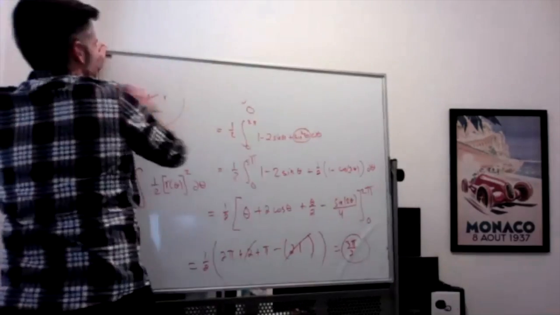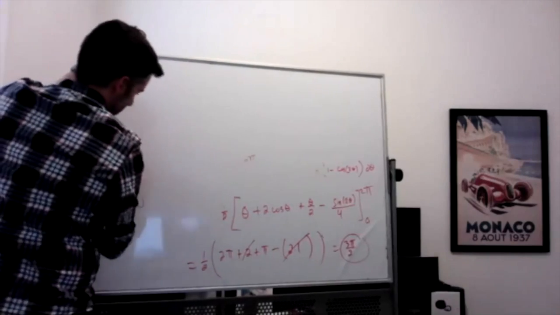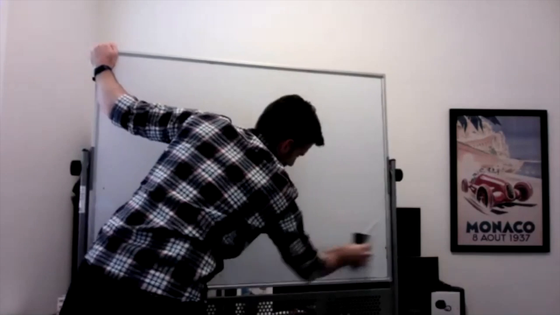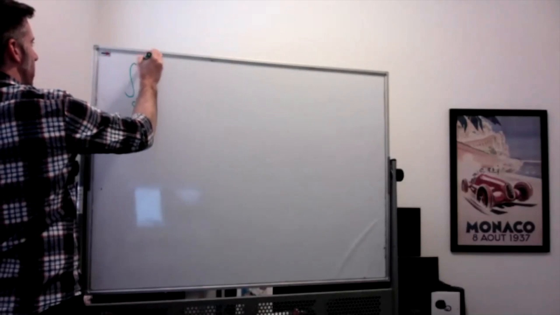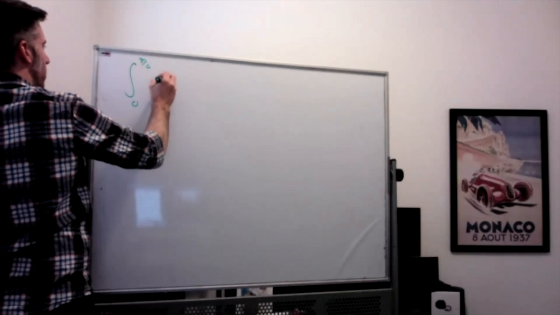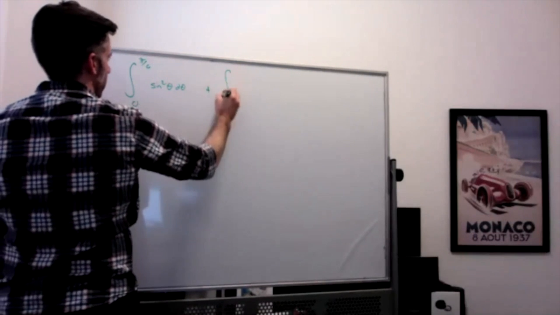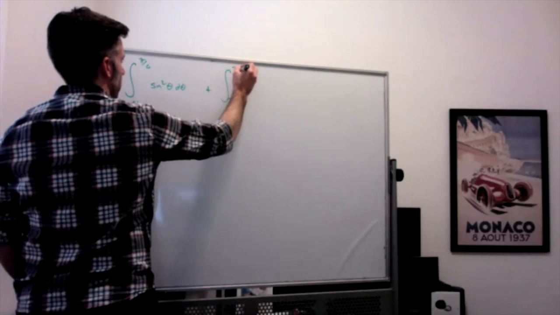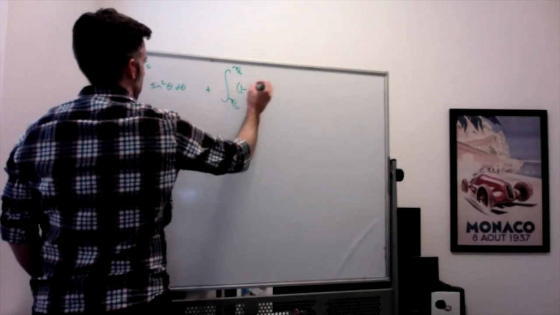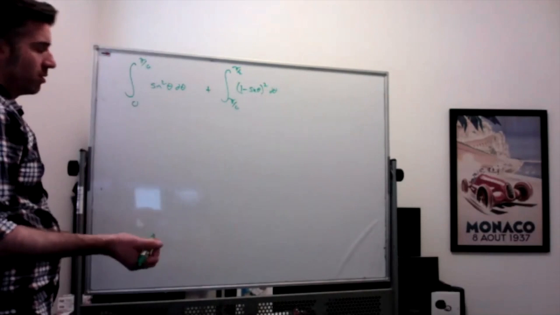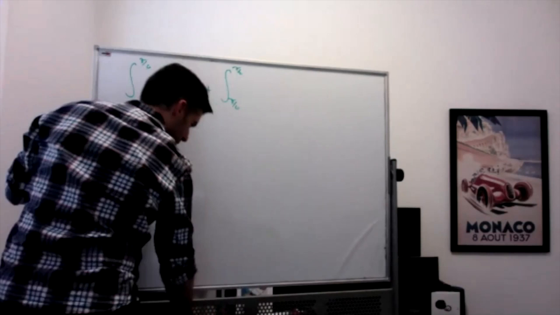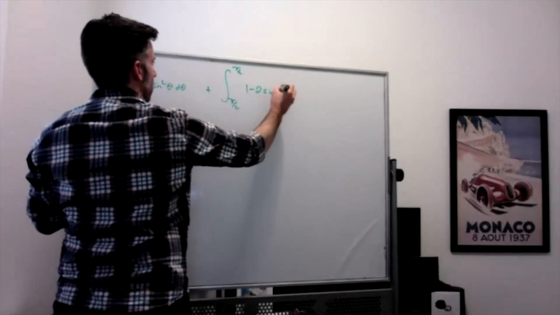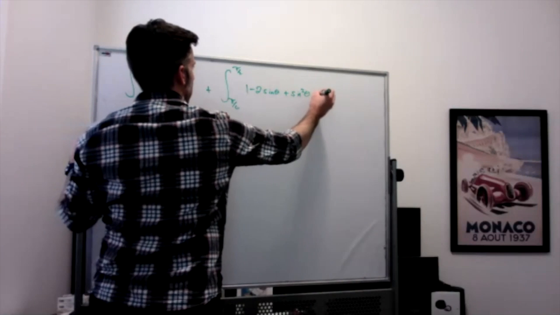Let's do that. So we're doing the integral from 0 to pi over 6 of sine squared theta plus the integral from pi over 6 to pi over 2 of 1 minus sine theta squared. And let's rewrite 1 minus sine theta squared as 1 minus 2 sine theta plus sine squared theta.